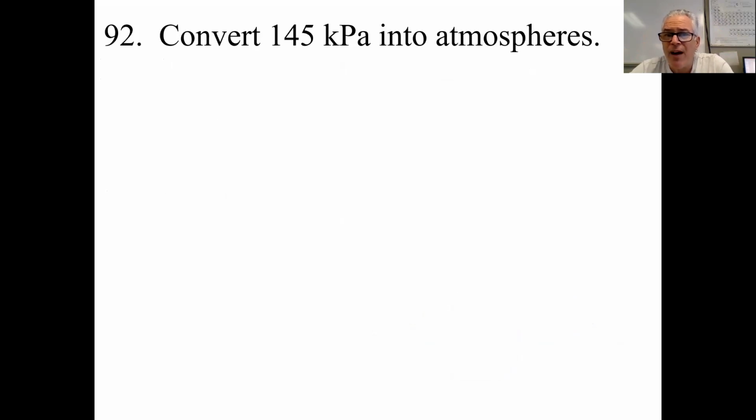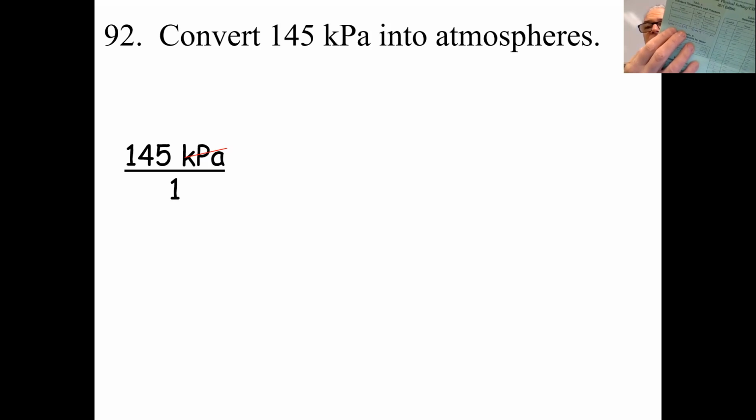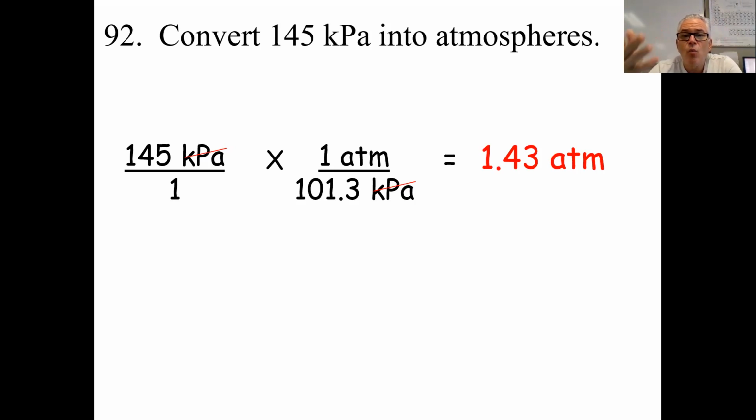High pressure, 145 kPa. How do we convert this into atmospheres? Well, what's our starting point? 145 kPa over 1. Now, I know, because I wrote it down, you wrote it down too, that 1 atmosphere is equal to 101.3 kPa. So we can make a conversion factor. Since the kPas are in the numerator, I'm going to put 101.3 kPa in the denominator, 1 atmosphere on top. The kPas cancel, and we divide. So 145 kPa can easily be converted into atmospheres.